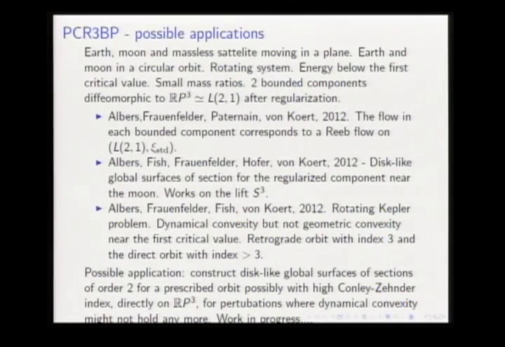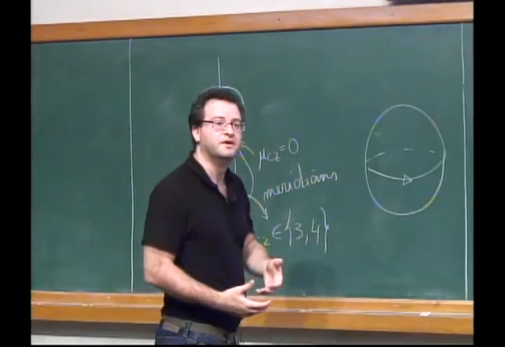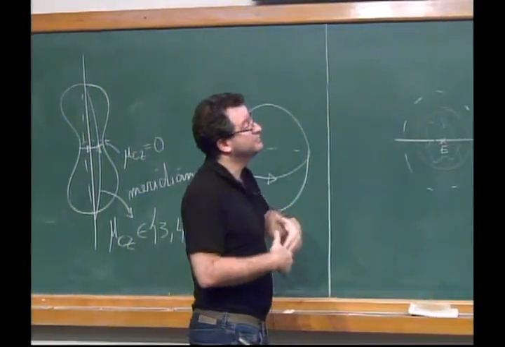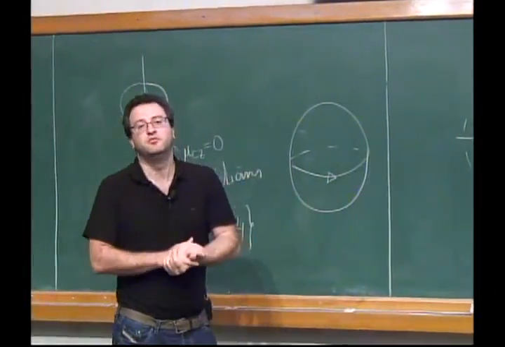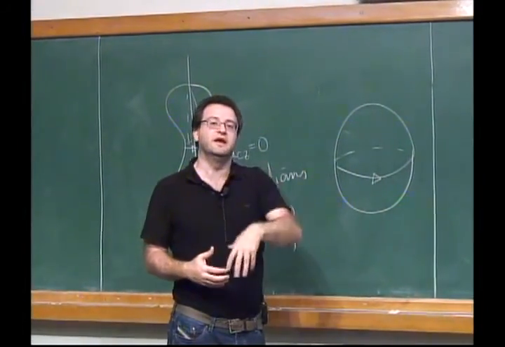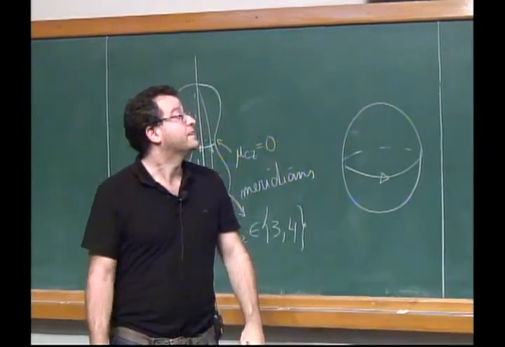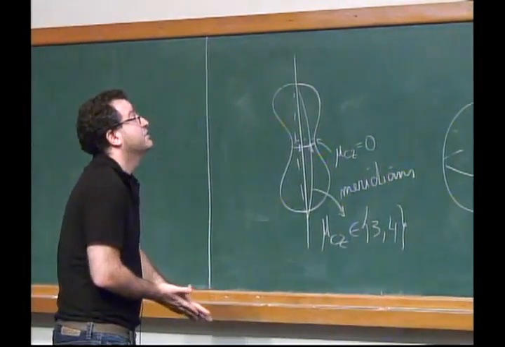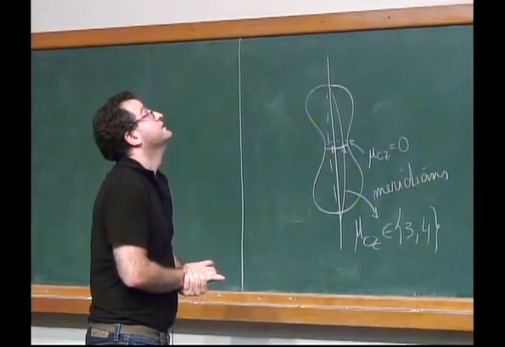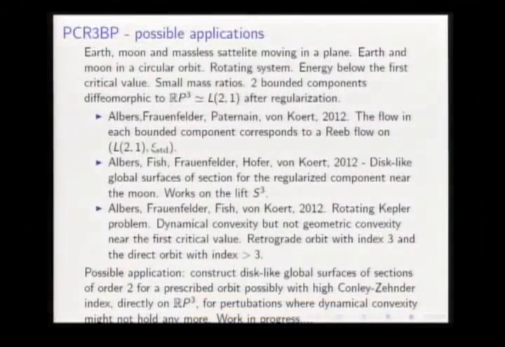when the direct orbit survives, you would still have an open book decomposition associated to the direct Hopf orbit, which is another application for this three-body problem. Okay, but of course, it's still in progress.